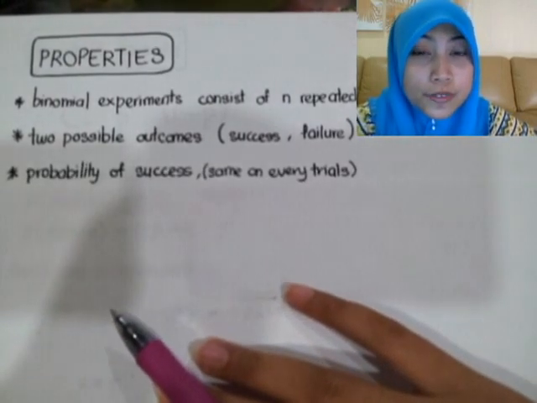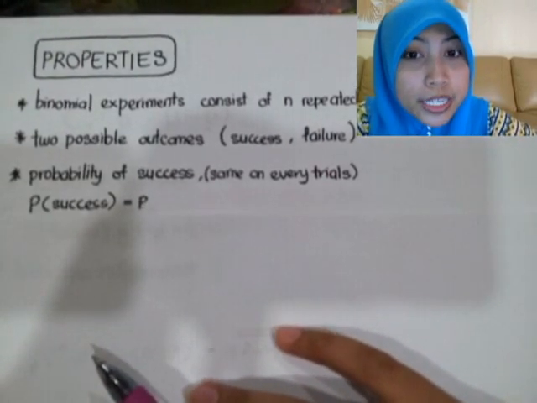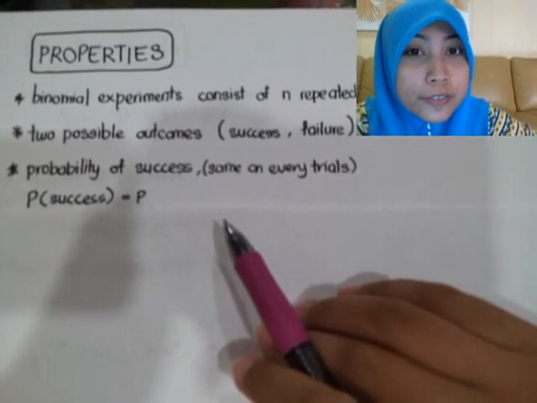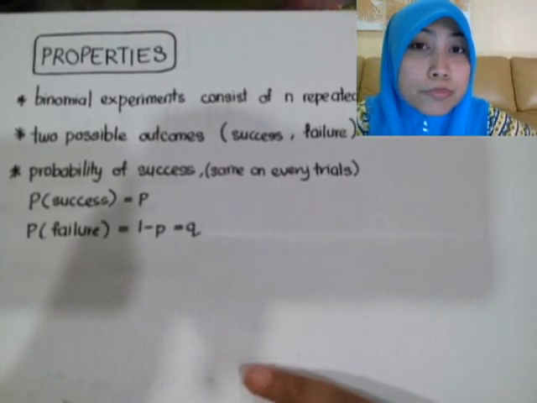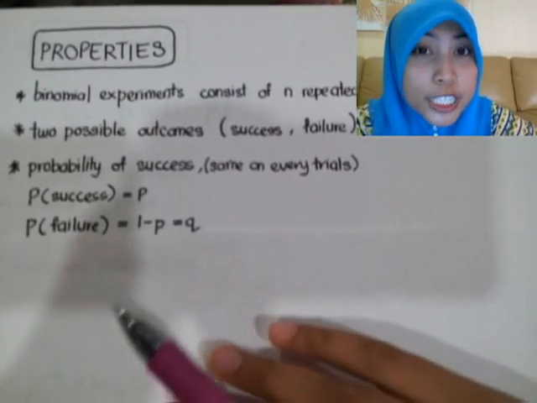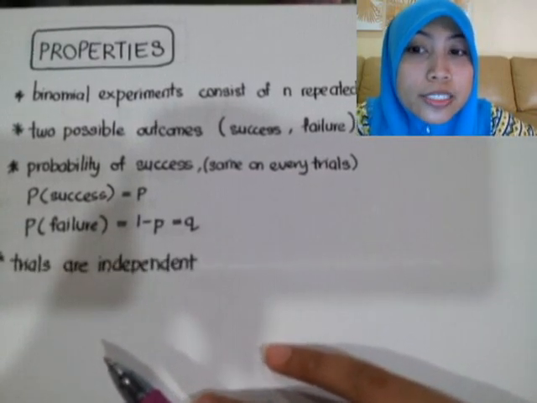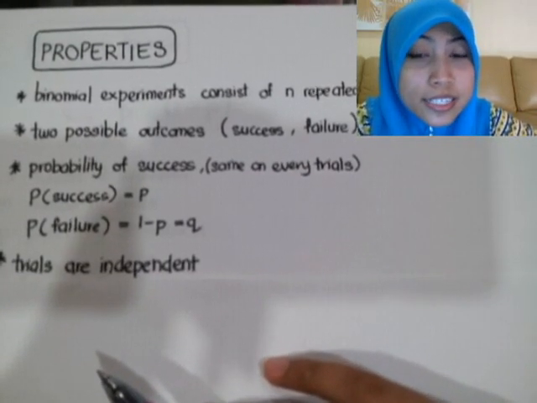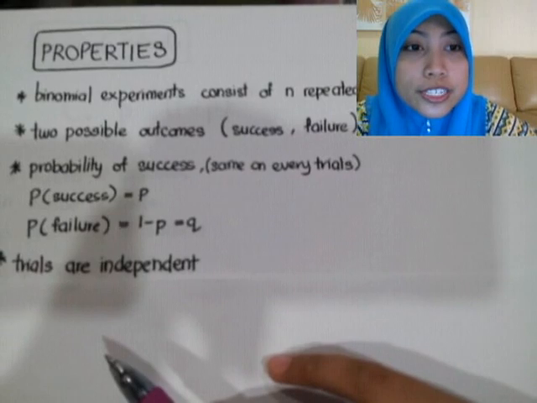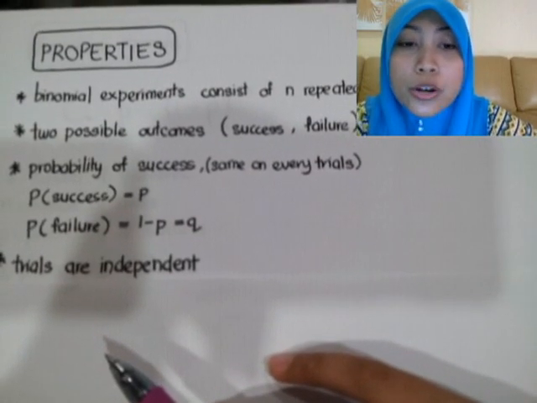The probability of success is denoted by P, same on every trial. Same goes to the probability of failure denoted by Q. The trials are independent, that is, the outcome on one trial does not affect the outcome on other trials.